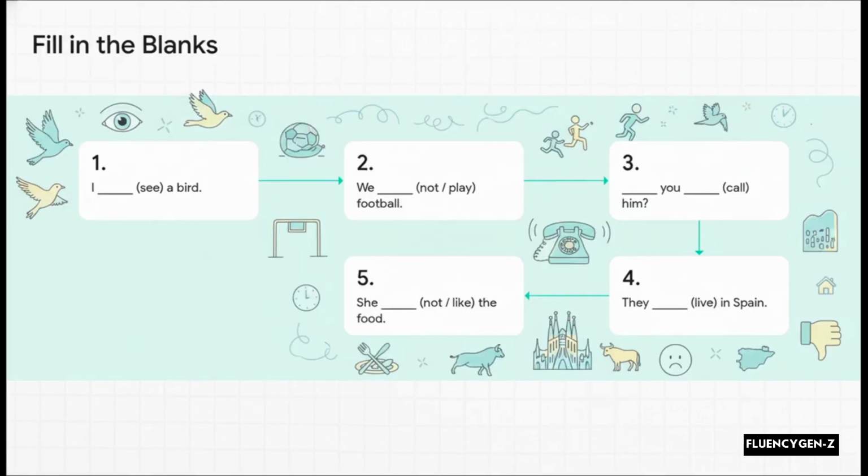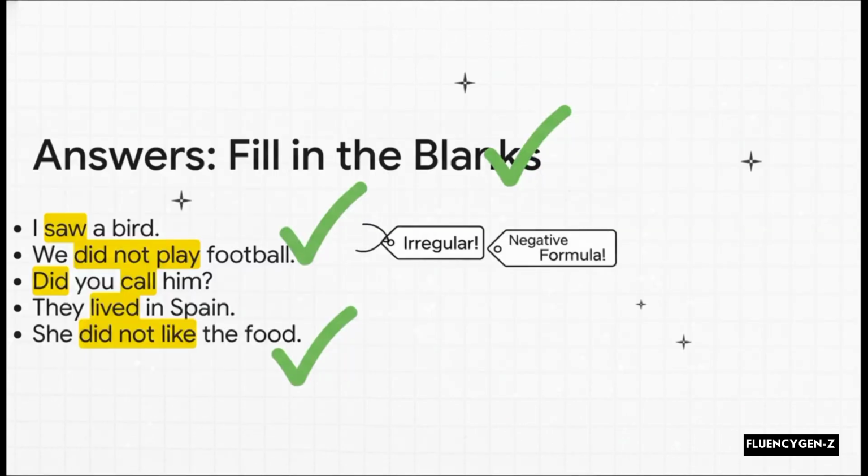All right, here is your first challenge. Take a look at these 5 sentences. I want you to go ahead and pause right here and try to fill in the blanks with the correct past simple verb. Don't be shy, give it a shot. Okay, let's see the answers. How did you do? For number 1, it's saw because see is one of those irregular verbs. And for number 2, we did not play. That's our negative formula in action. If you got these, you're doing great.